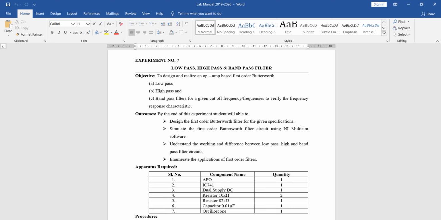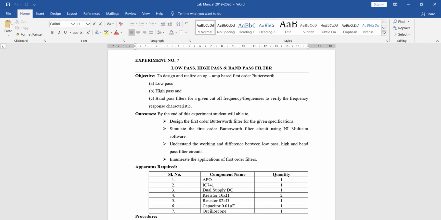As we know, an active filter is one which uses active components like op-amps, and along with the op-amp, passive elements are used. A filter is a circuit which allows certain signals or frequencies into the circuit and blocks or attenuates other signals. In this case, we will be realizing three important circuits: a low pass filter, a high pass filter and a band pass filter.